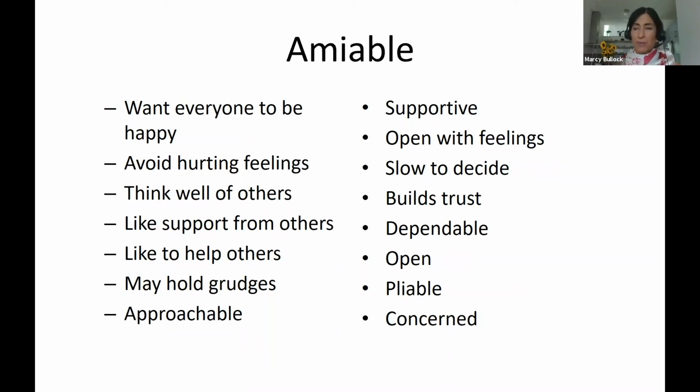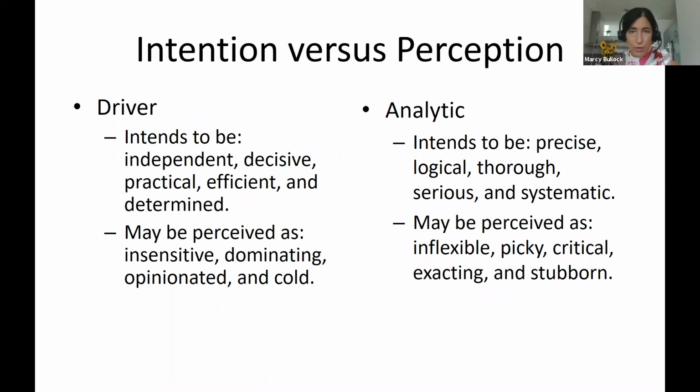Amiable: wants everyone to be happy, avoids hurting feelings, thinks well of others, likes support from others, likes to help others, may hold grudges, approachable, supportive, open with feelings, slow to decide, builds trust, is dependable, open, pliable, and concerned. Now with each of these, you can connect to the words that are you, and you can say maybe negative to the ones that you don't connect to.